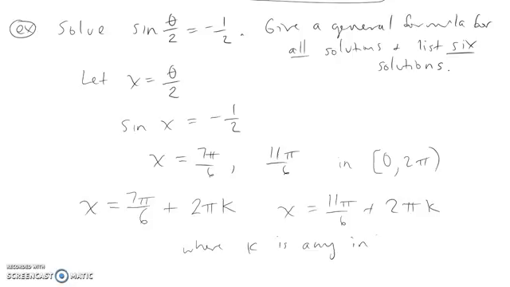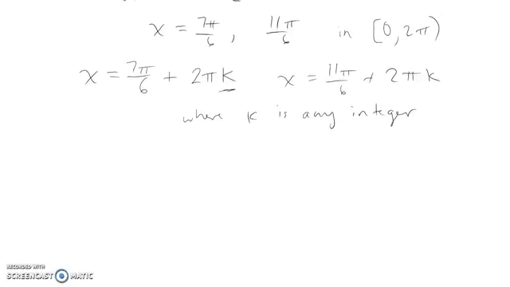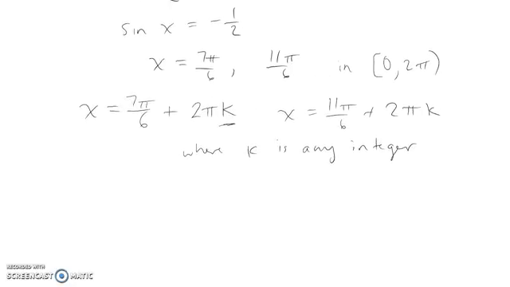any integer, right? So if we plugged integers in for k right here, like 1 we'd get 2 pi, 2 we'd get 4 pi, 3 we'd get 6 pi, right? That's going to be adding 2 pi every time, so that's going to give us all those angles that also have sine value of negative 1/2.